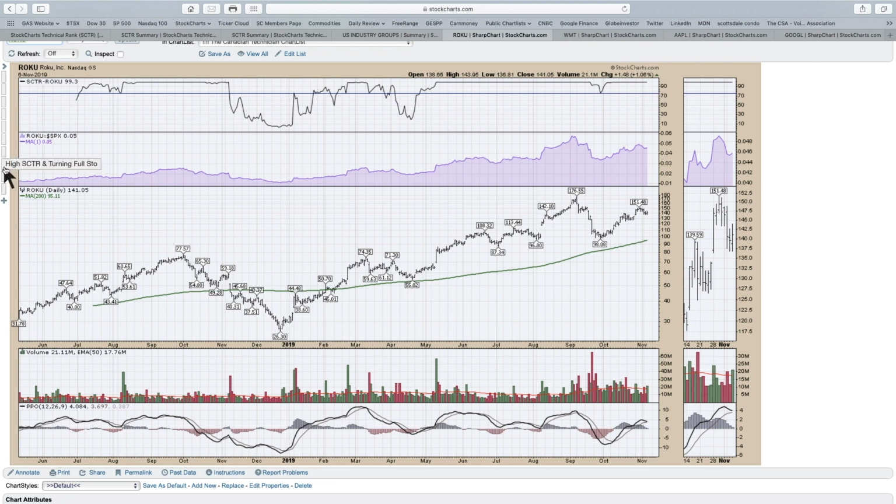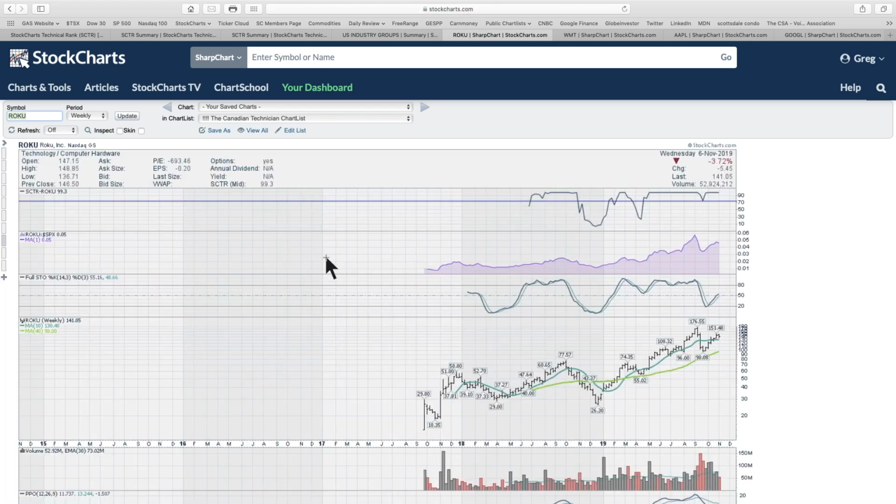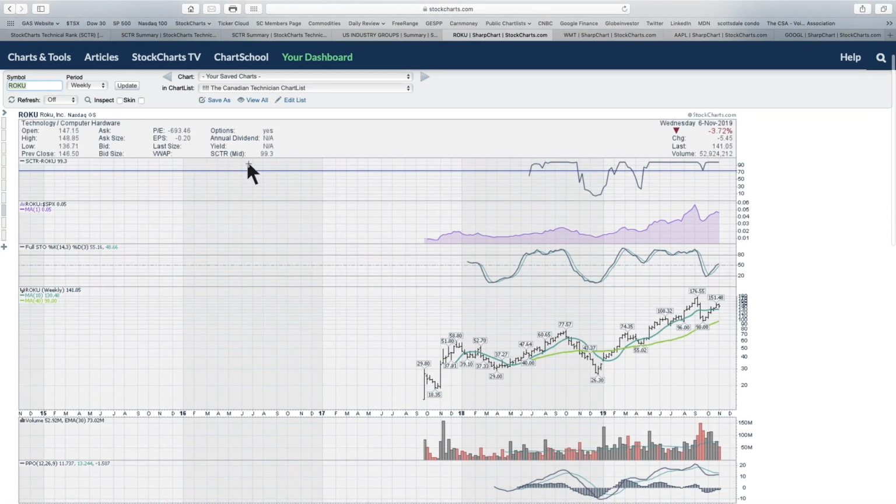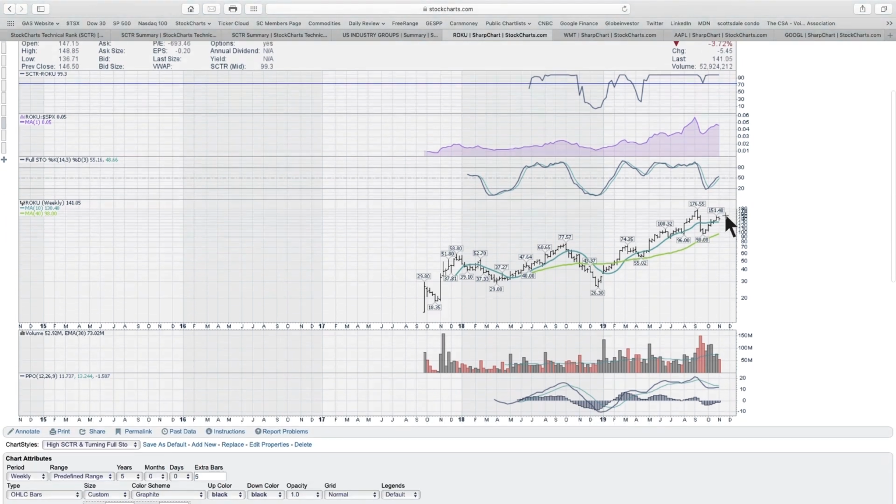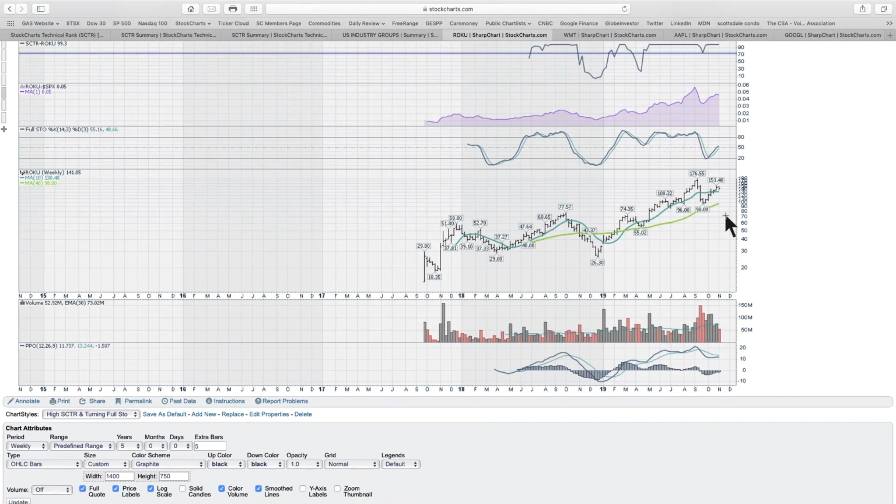Now, if I go to my weekly chart, I've got the full detailed table up at the top here. And so it says the SCTR is in the mid caps and it's 99.3. So for me, the way I would treat this stock is I would draw a trend line under this relative strength. And if it stops outperforming here, I would be out. I would not try to see if it was going to be able to keep running. I would move away on that sort of thing. And if the stock can't keep outperforming, then I want to move on and find something else.